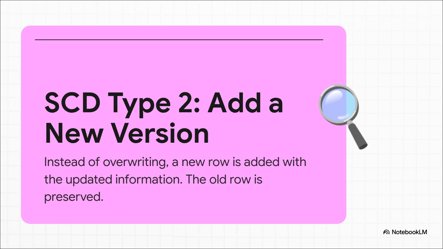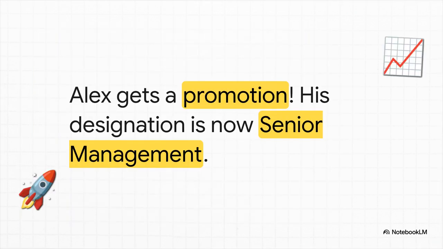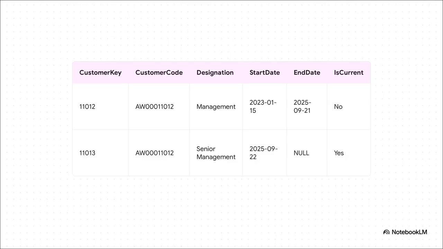A completely new row is added with the updated information, while the old row is just marked as no longer current. What you get is a perfect, versioned history. And here is the perfect event to show this off. Alex has been promoted. His designation is changing from management to senior management. Now, this is a really significant change, and for our analysis, we absolutely want to remember both of those states. And this is how Type 2 captures that change.